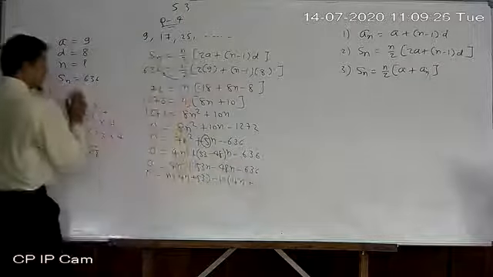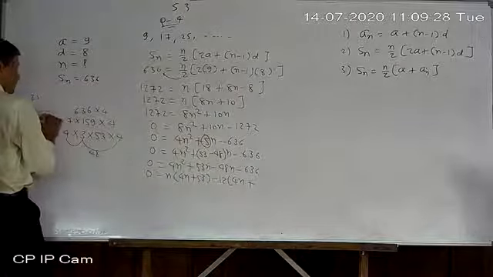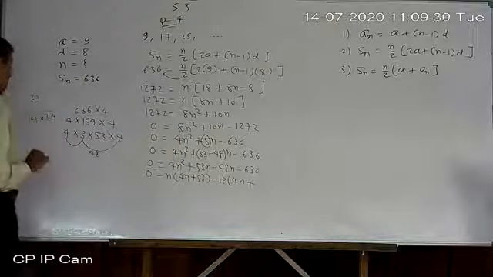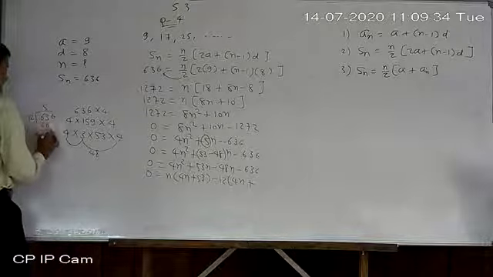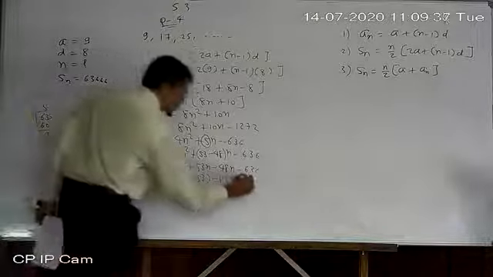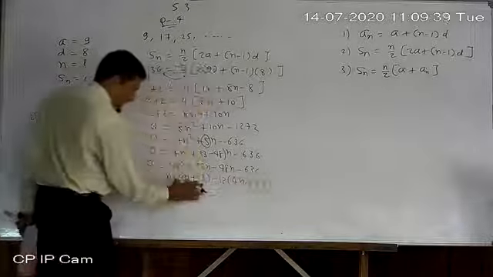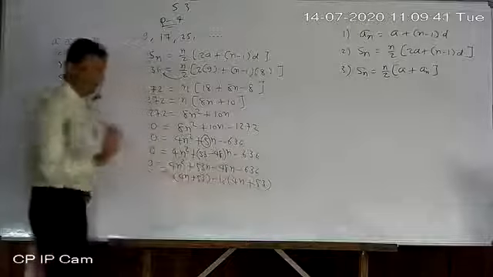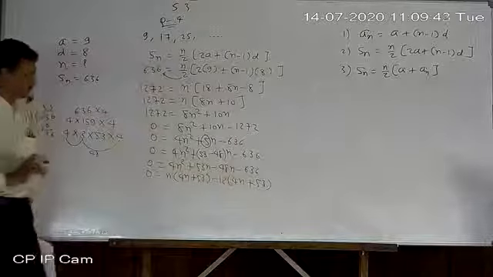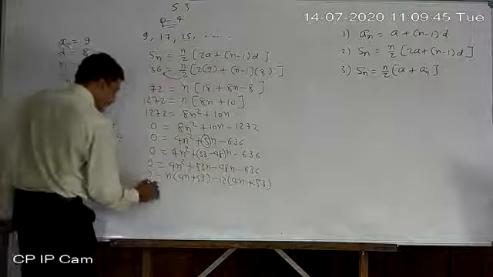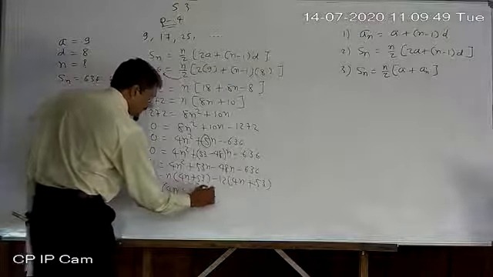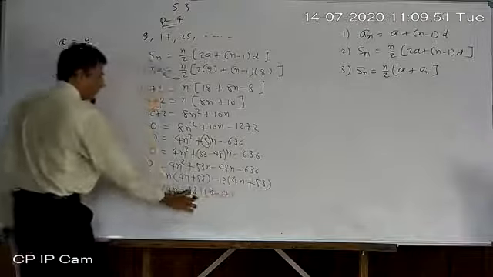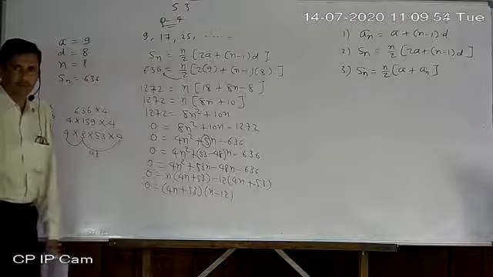Now 66 divided by 12. So 12 5s are 60, 12 3s are 63. So 53. Don't write, just copy from here only. You just verify whether it is true or not. Now you got two factors, 4n plus 53 and minus 12. Why? You have taken this whole bracket as common.